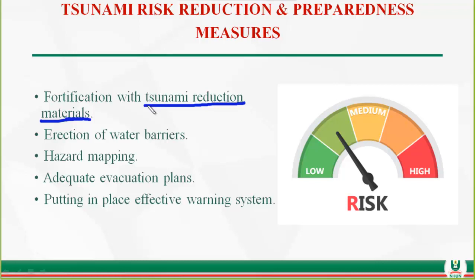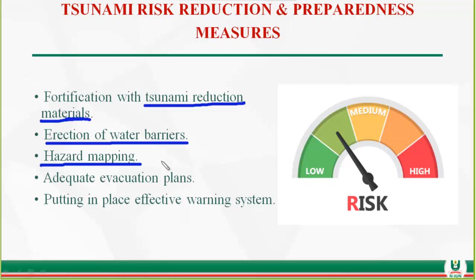Erection of water barriers: where there is likelihood of tsunami, water barriers should be erected to reduce the destructive speed of the tsunami. Now, hazard mapping. Areas that are likely to have tsunami effect should be mapped, and people should be restricted from reaching such areas.